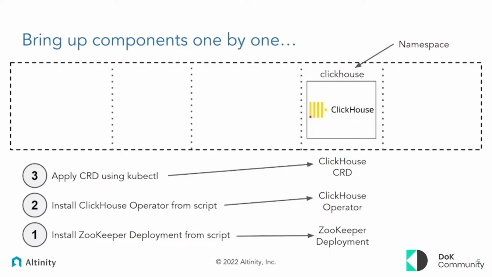Once that's done, we're going to run another script which will install the ClickHouse operator. The ClickHouse operator defines what's called a custom resource definition, which can be used to define ClickHouse clusters. And it also installs a container which is able to process those custom resource definitions, or CRDs, once they appear in Kubernetes. And then finally, we'll create a CRD and we'll apply it to Kubernetes using kubectl. When that happens, the contents of the CRD will get passed to the operator, which will then implement it as a data warehouse in Kubernetes itself.